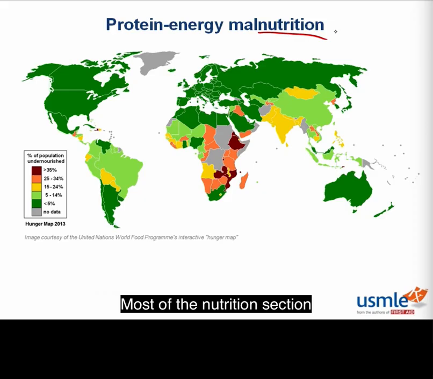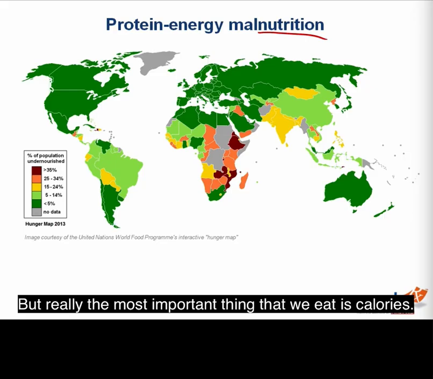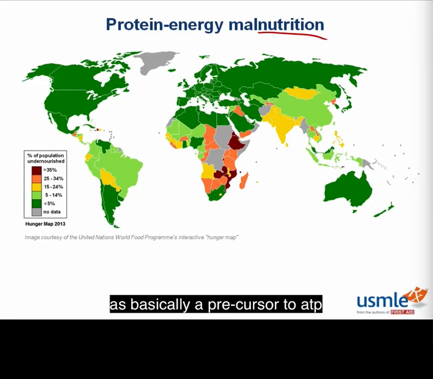Most of the nutrition section is about things that are required for specific biochemical reactions which we can't make ourselves, and therefore have to consume in our diet, like vitamins and minerals. But really the most important thing that we eat is calories, since we can think of calories as basically a precursor to ATP, which is required for almost everything that goes on in a cell.